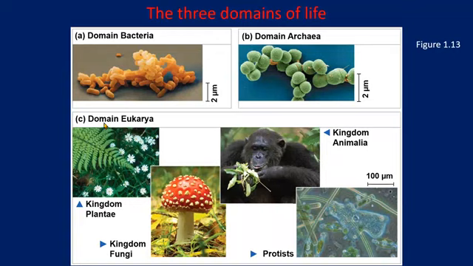In comparison to that, the third domain, eukarya, or eukaryotes, has multiple kingdoms, and a few examples are shown here. This is the plant kingdom, then you have the fungi kingdom, then the animal kingdom, and then the protist kingdom.